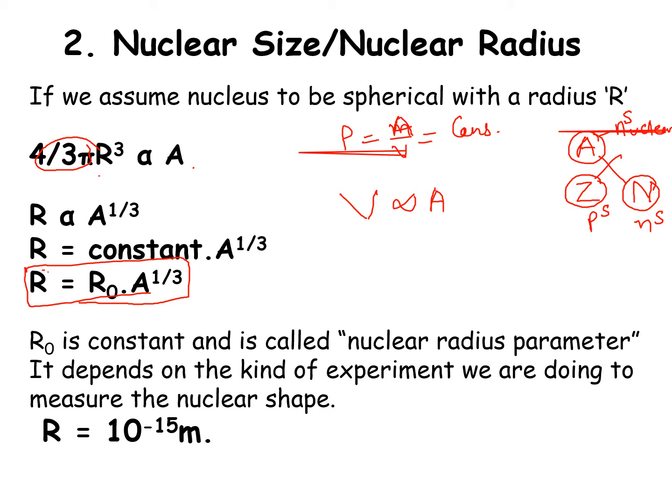R₀ is a constant and it is called the nuclear radius parameter. It depends on the kind of experiment we use to measure the nuclear shape. Its calculated value is of the order of 10^-15 meter. That is, r₀ is about 10^-15 meter, and that is equal to 1 Fermi.